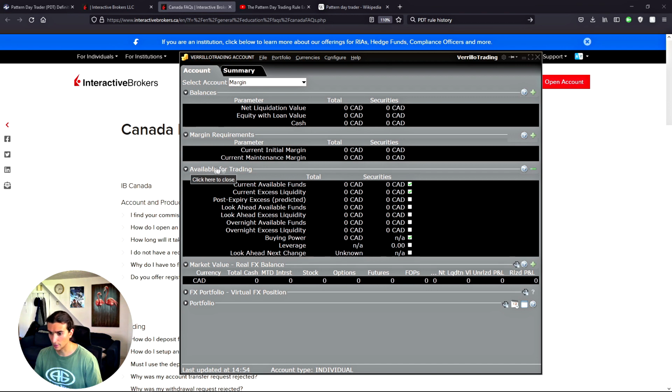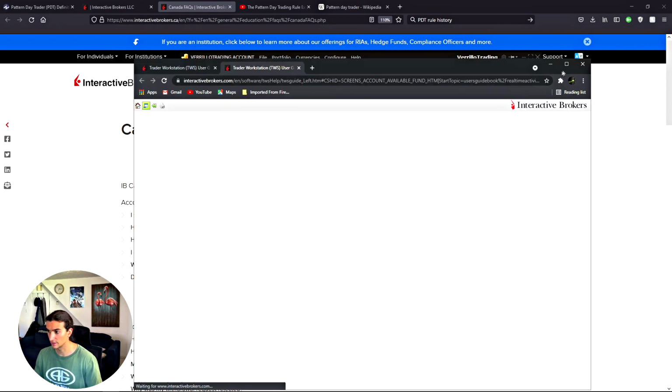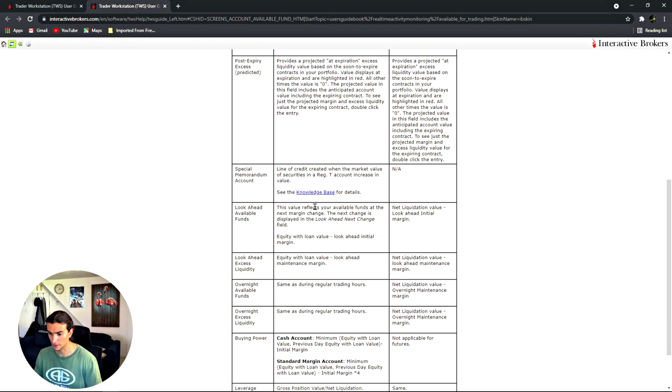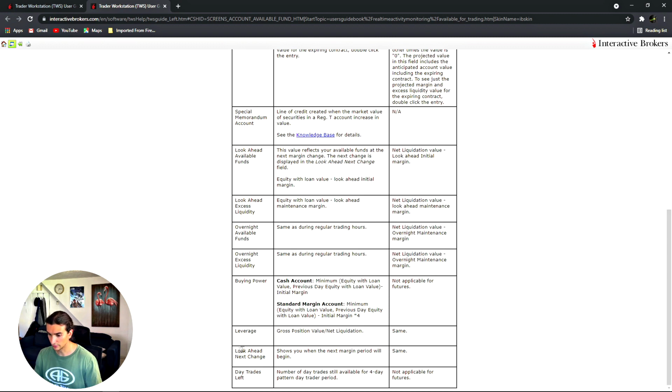In this area right here where it says available for trading, if your account is subject to the pattern day trader rule, you should see boxes down here that talk about pattern day trader. I'm going to click on this question mark right here, and it's going to bring me to this page on IB's website. If you scroll down a little bit, you'll see exactly that: day trades left. So this applies to the pattern day trader rule here. If you look on the right side, there's a little note that says not applicable for futures. I'm going to refer to this later in the video as well.